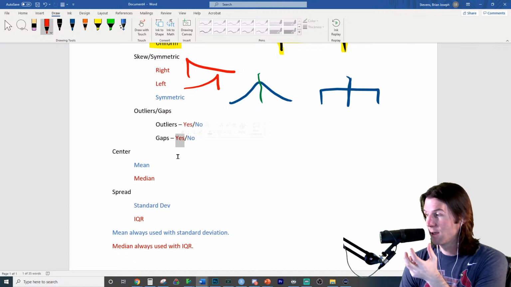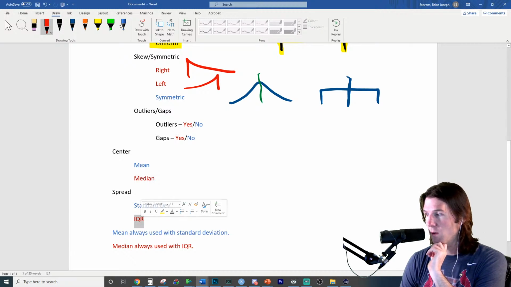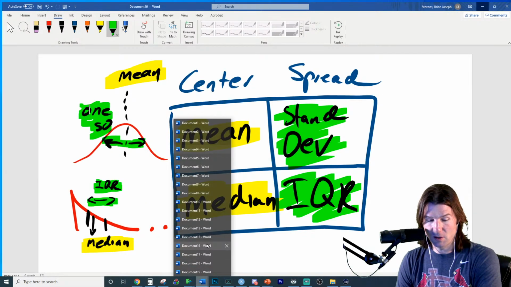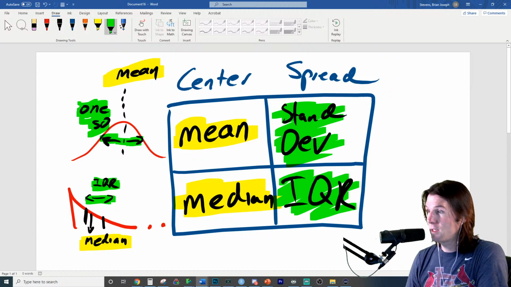What will be my measure of center? Center will be the median. Yep, center is median, and I'm using color coding to help out right here. Center is going to be the median, and then spread is going to be the IQR. I'm going to bring up the sheet from yesterday. Boom, look at this. Here's the big cheat sheet to know which one. Then we're going to interpret them in a second.